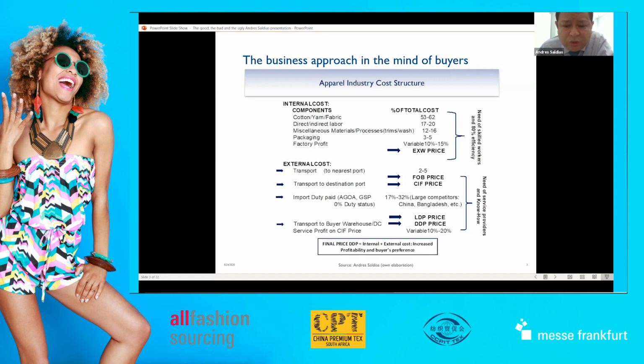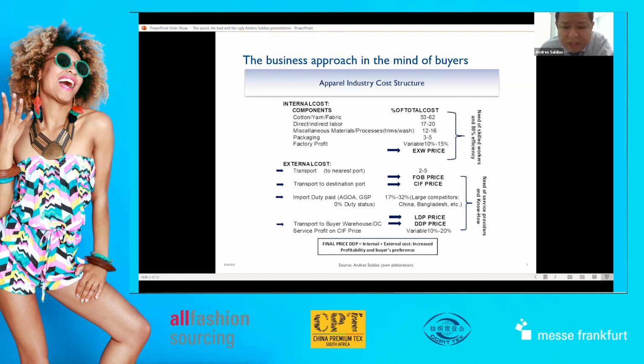And then the terms on where you are going to deliver the goods. Are you going to deliver ex-works at your factory? That means that you're not going to take care of your transportation costs and the import duty payment. And of course, if you're going to go more to my warehouse, which is the DDP price, the price that you're going to get is a full price, including all those factors until the end of the chain. Therefore, the final price is the internal price plus the external cost.